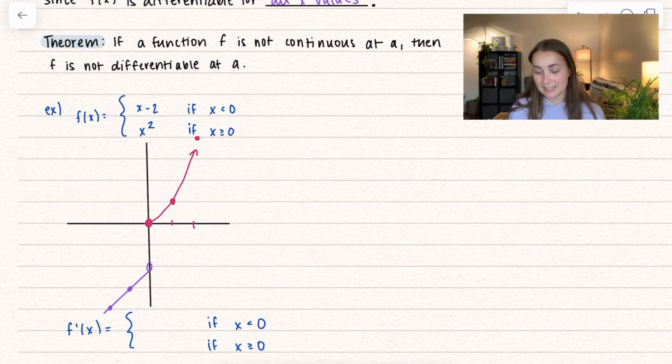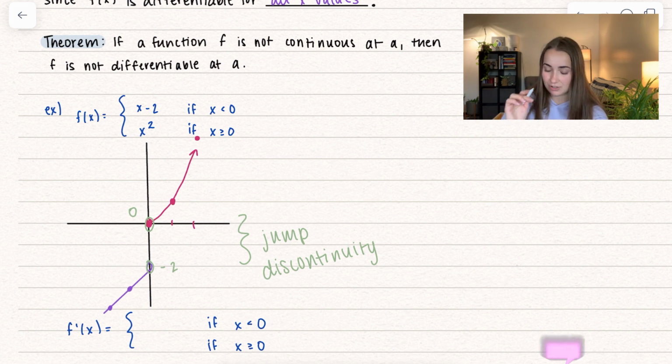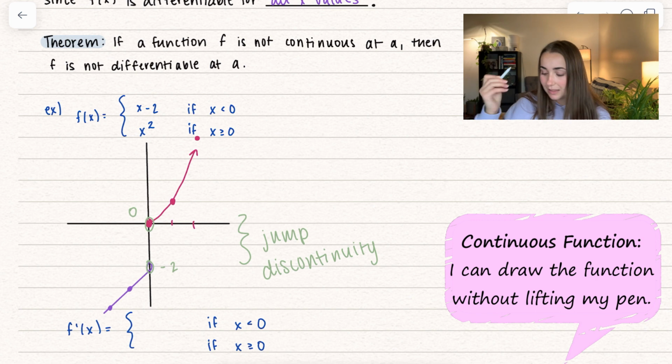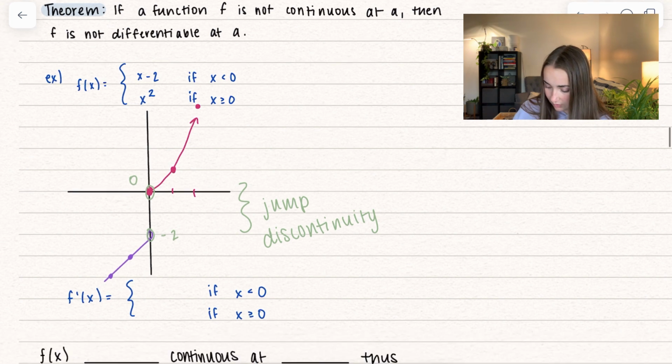And here I can see a discontinuity. If I look here, I'm jumping from a value of negative 2 up to a value of 0. This is what we call a jump discontinuity. If we remember the definition of continuous, the easy definition is where I never lift my pencil up. In this case, I do have to lift my pencil because I have to jump from negative 2 to 0. So immediately, I know this is not going to be differentiable at 0. But we're going to go ahead and look at the derivative anyways.